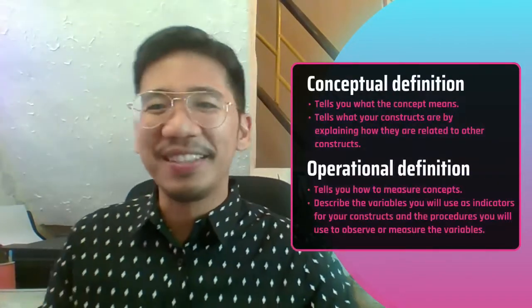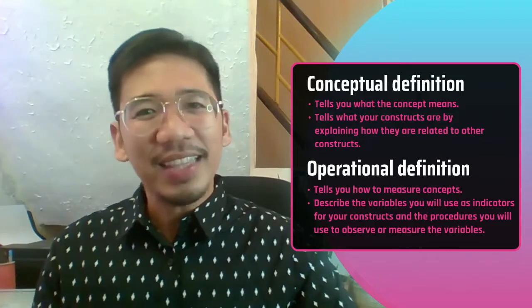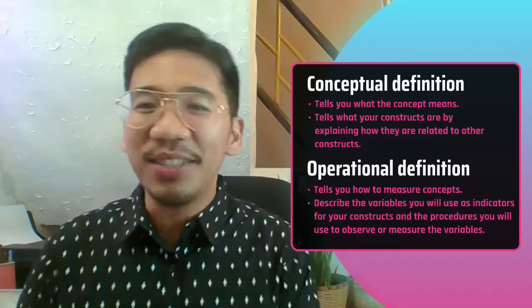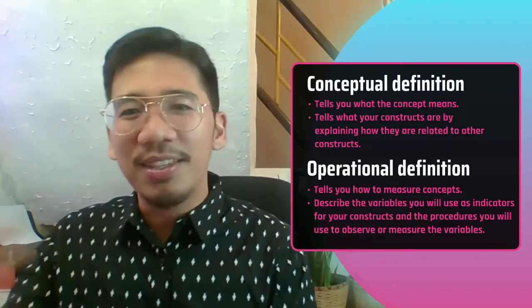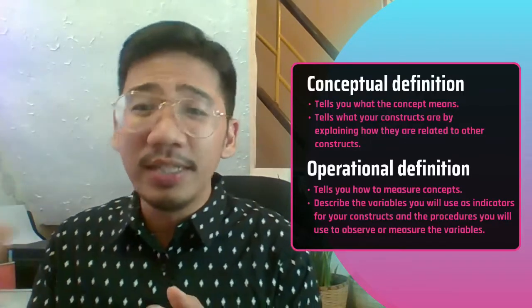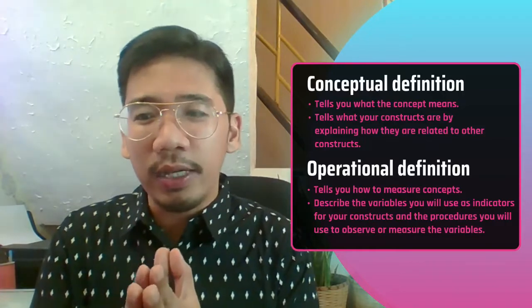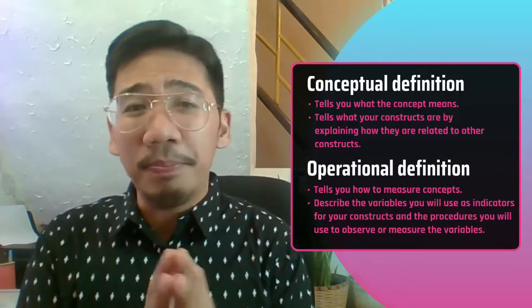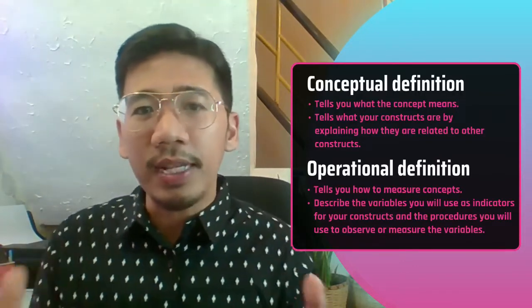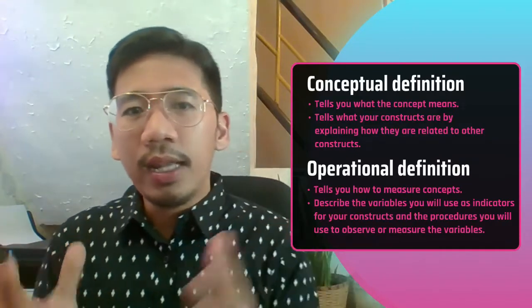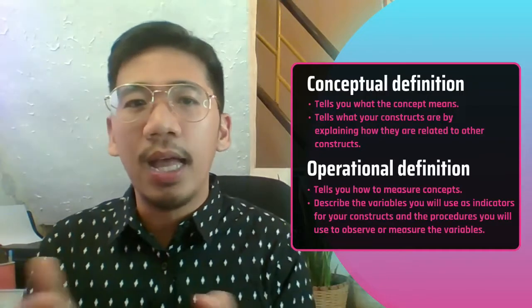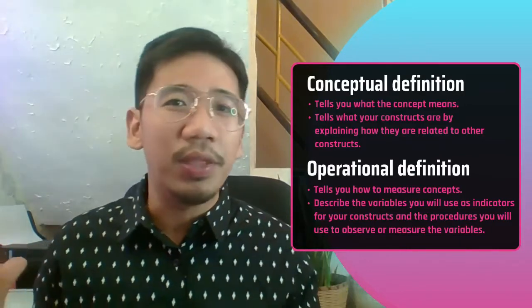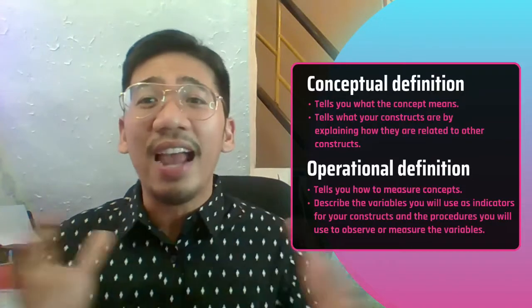Now, walang totoong Dex Kamitan Super Awesome Smoothie. Okay? But what I did is to offer you two types of definition: conceptual definition and operational definition. And if you were paying attention kanina, conceptual definition was my first description. Ito yung best tasting smoothie in Southeast Asia. And it tells you what the concept means. Also, a conceptual definition tells what your constructs are by explaining how they are related to other constructs. As in our example, it is the best tasting smoothie in the entire Southeast Asia.